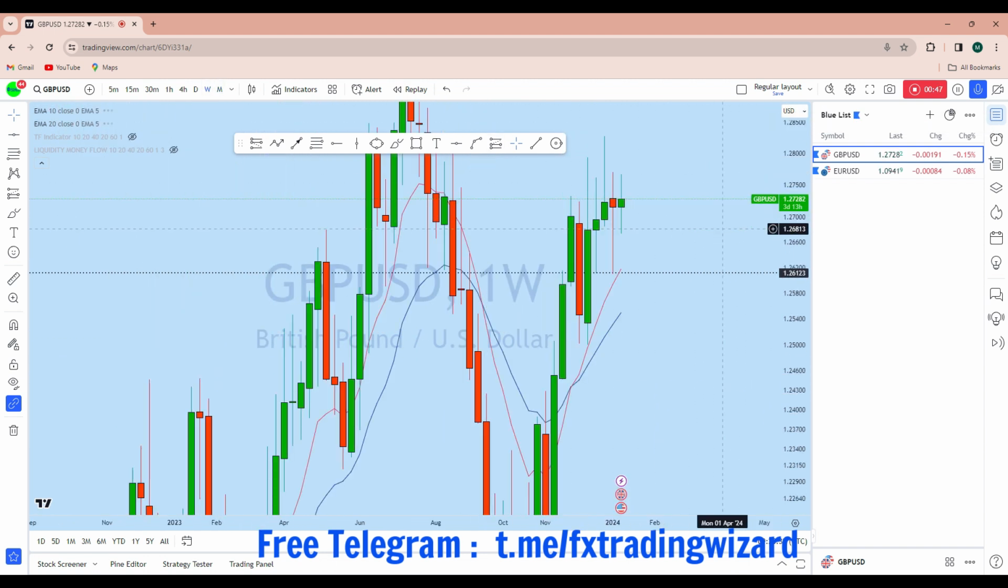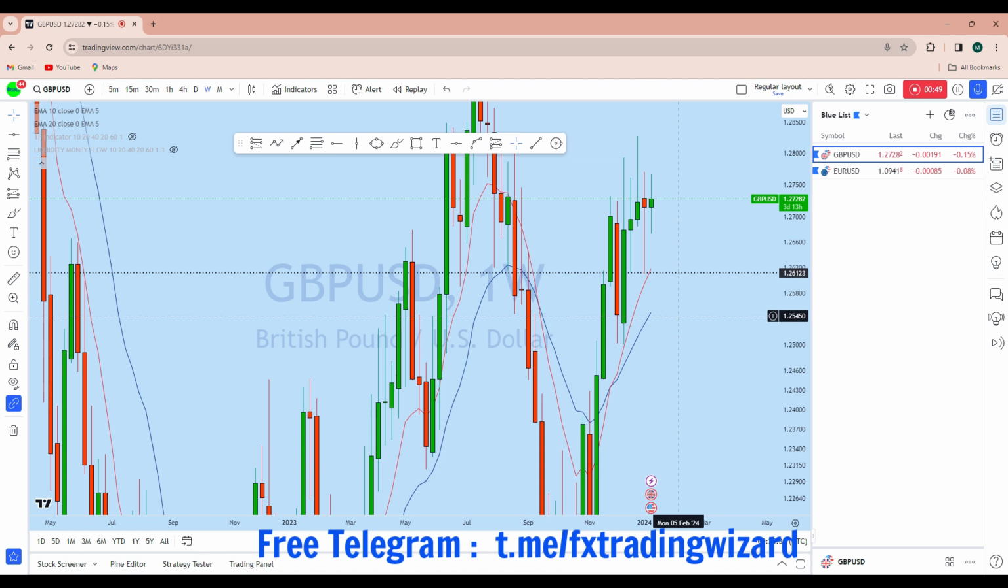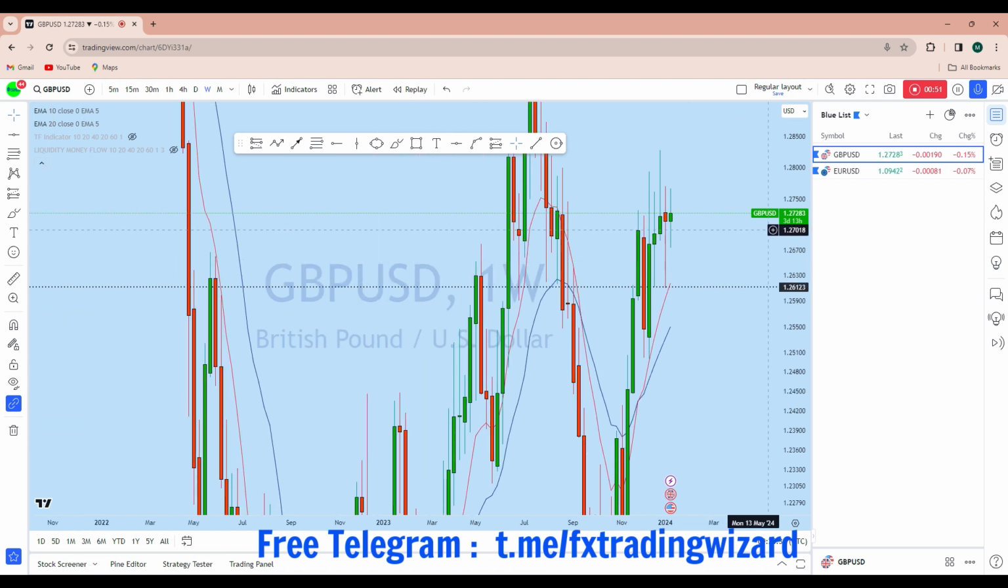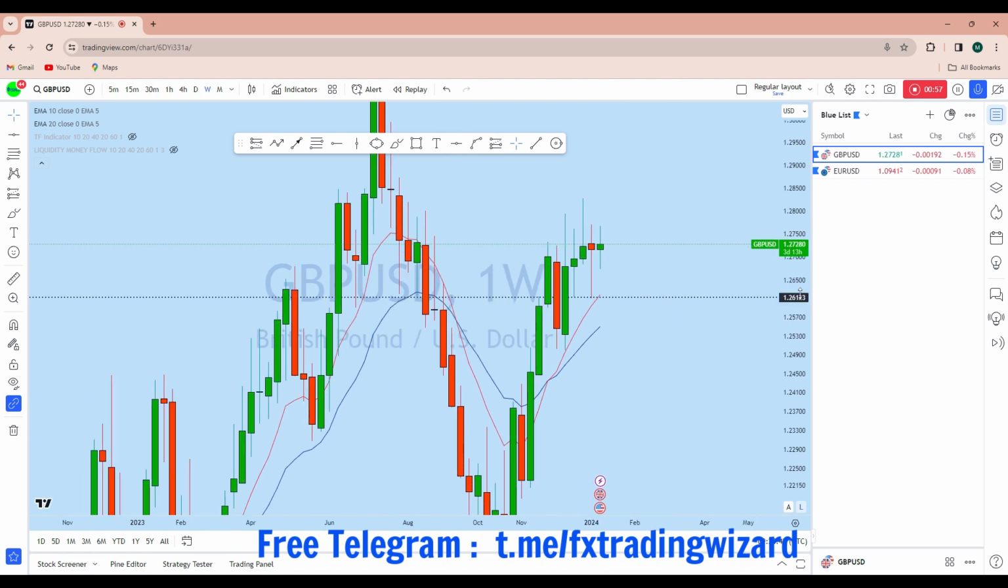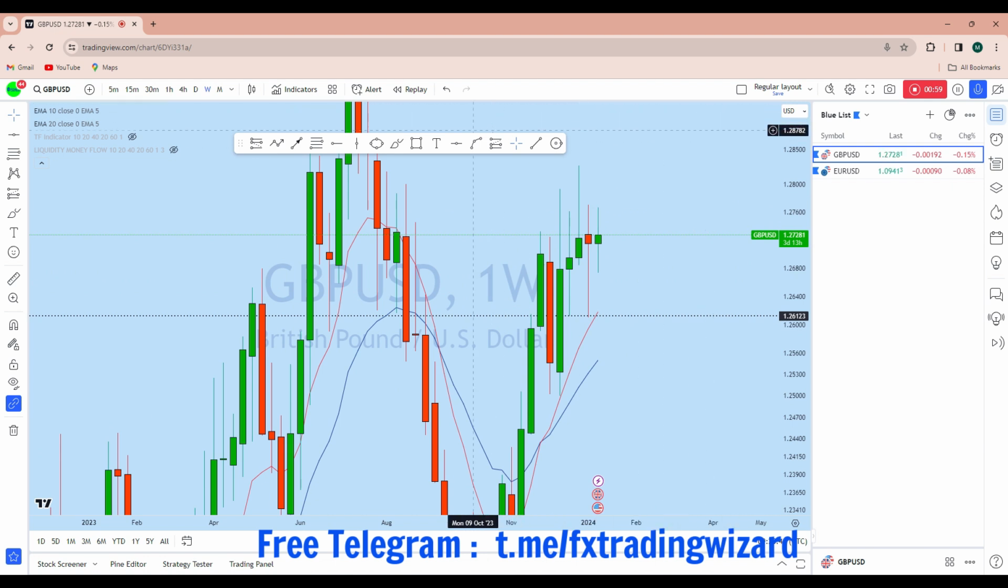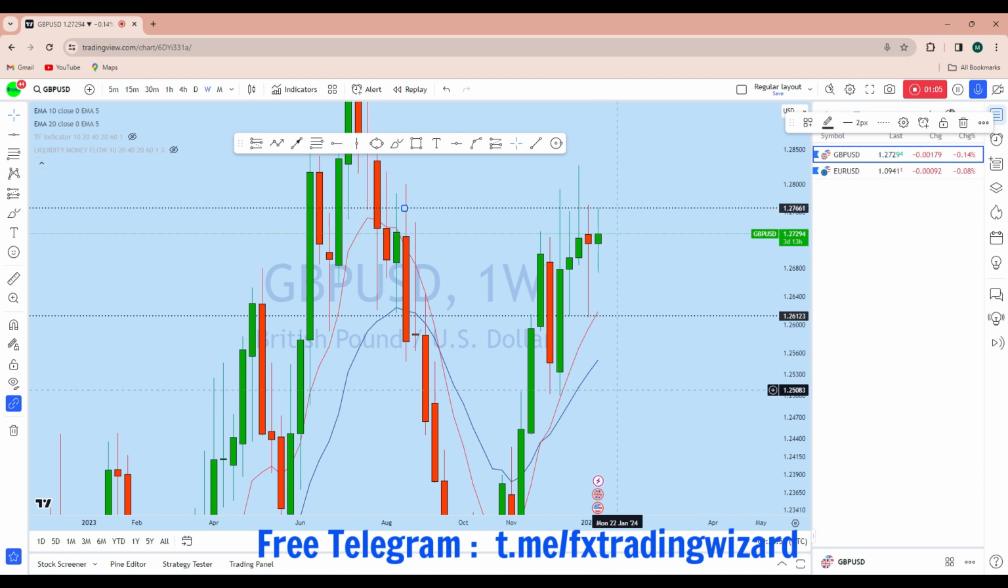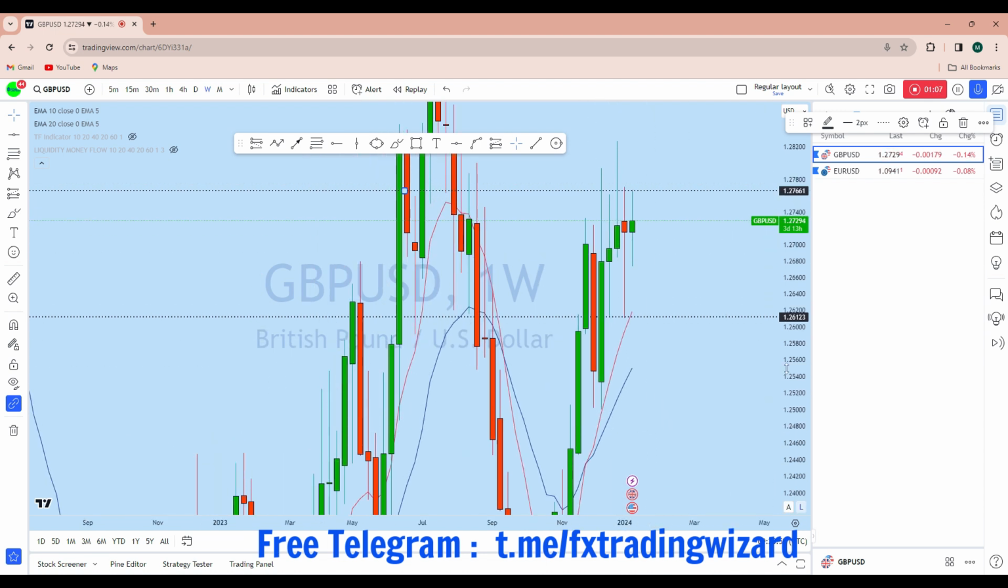Now looking at the weekly time frame to see overall picture in the market, we can see that from the weekly GBPUSD previous week has formed a doji. This week so far the price tested the high of this weekly doji, and we can expect now for the price to come down to create a new lower low.